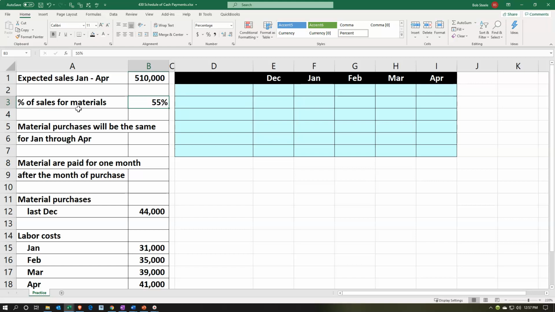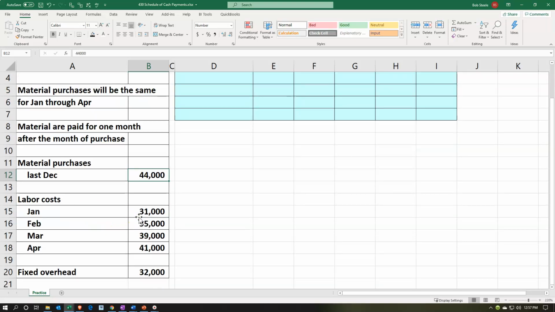Materials are paid for 1 month after the month of purchase. So we're going to have a similar kind of staggering process as we saw with the cash receipts as they go through accounts receivable, these being payments for the materials going through accounts payable, meaning we're going to pay them, possibly at least part of them, some time after the point in time that we actually purchased the materials because we purchased them on account, them then going through accounts payable. So the materials purchased last December were $44,000.